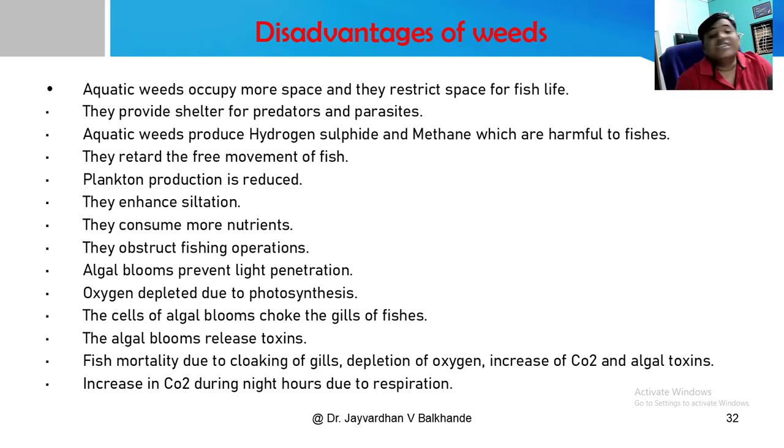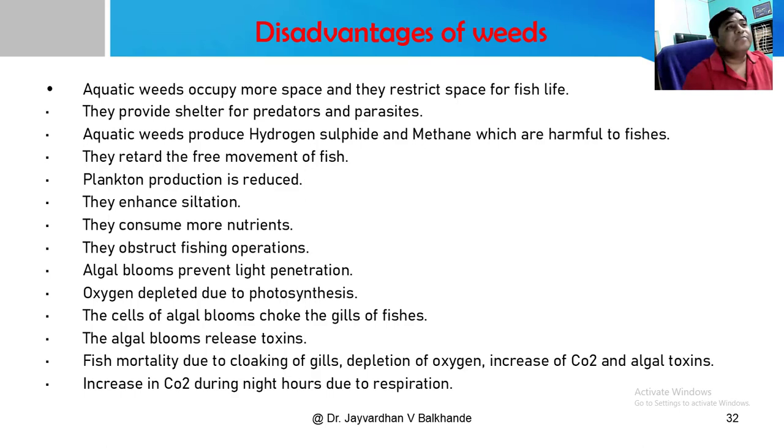Then the algal blooms release toxins. We know the algal bloom is there on the surface layer, so these algal blooms release some toxins, and the toxins are not good for the health of the fish. Fish mortality happens because of this choking of gills, depletion of oxygen, then an increase of CO2, and the algal toxin in the water body. CO2 also increases during night hours due to the respiration of green plants. So it is one of the disadvantages of aquatic weeds in the water body.